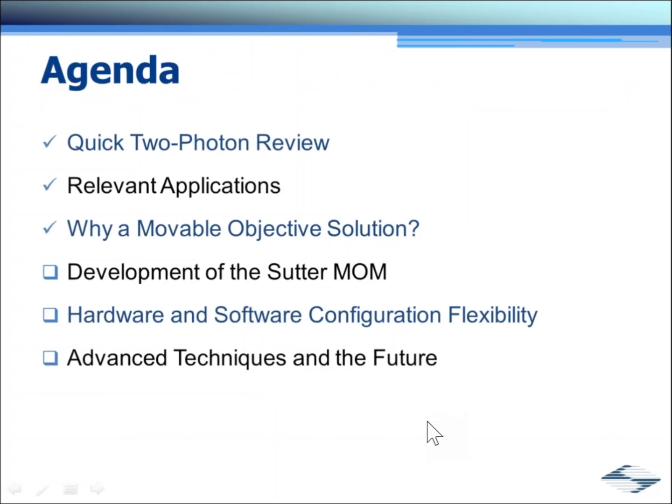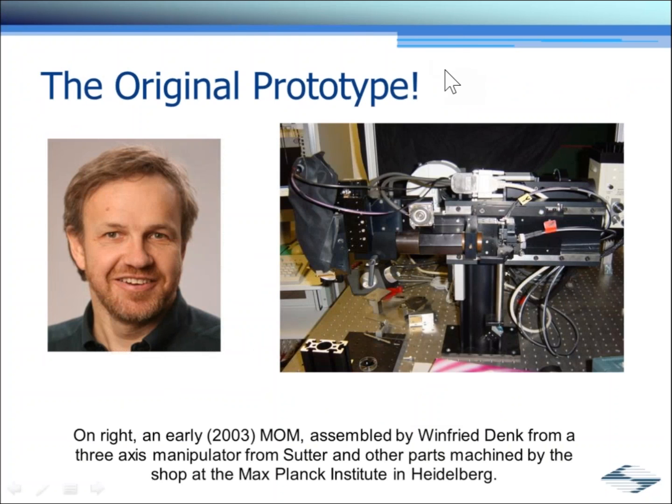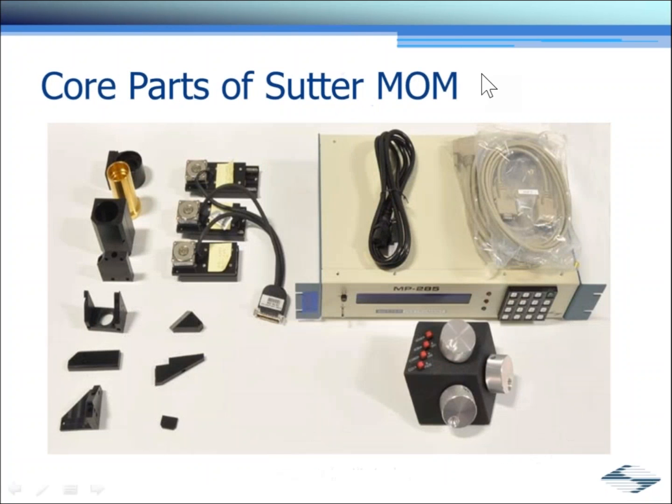Okay, so how did the Sutter MOM come about? Well, here we go. This is the original prototype. On the left, you see Winfried Denk. He's the actual designer of the MOM microscope. Essentially, he contacted us and said, hey, can I get some of these parts? What you see here are the main components of the Sutter MOM microscope head: 3 single-axis manipulators, which move the optical components in relation to the objective and keep everything in alignment. I'll show you how that works in just a moment.